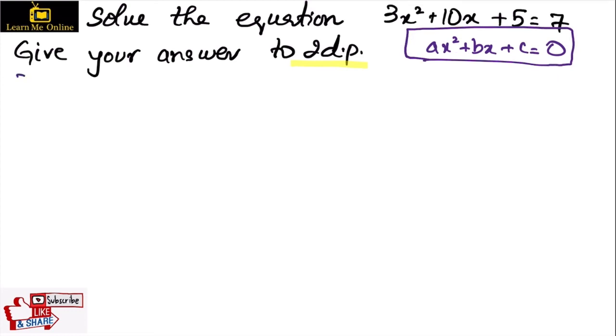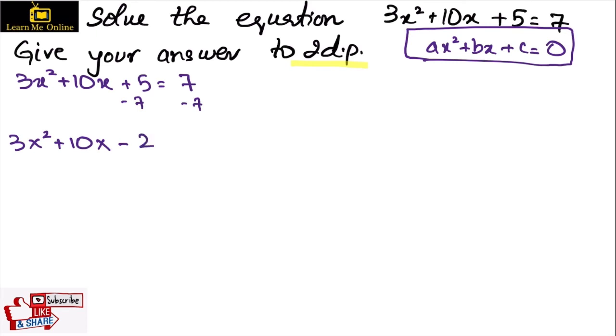Initially it's given as 3x squared plus 10x plus 5 equals 7. You do minus 7 on both sides. The reason for doing that is because you want the right hand side to be equal to 0. So you do minus 7 on both sides and you'll get 3x squared plus 10x, and plus 5 minus 7 would be minus 2, equals 0. Now we have got the quadratic equation written in this form.